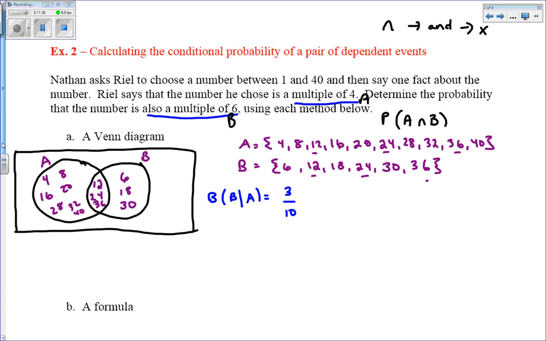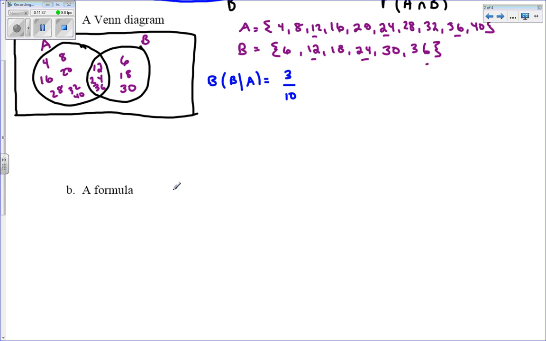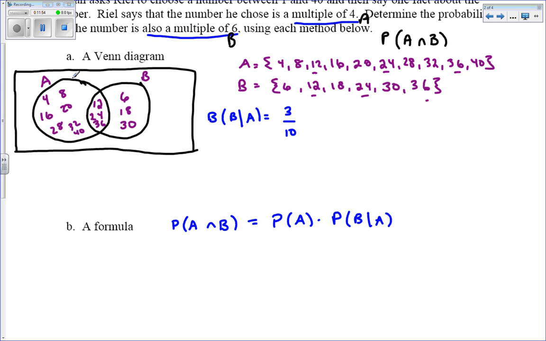Let's go down to the formula, because you might find the formula a little bit easier to deal with than the Venn diagram. So the probability of A and B occurring is equal to the probability of A occurring times the probability of B occurring given that A has occurred. Okay, so I didn't explain this up here very well. We've picked one of these numbers, right? We've picked something from A, so that means we have 10 total outcomes, 10 numbers that we've chosen out of 40. And of those 10 numbers, 3 of them are also multiples of 6. So that's where the 3 out of 10 comes from.